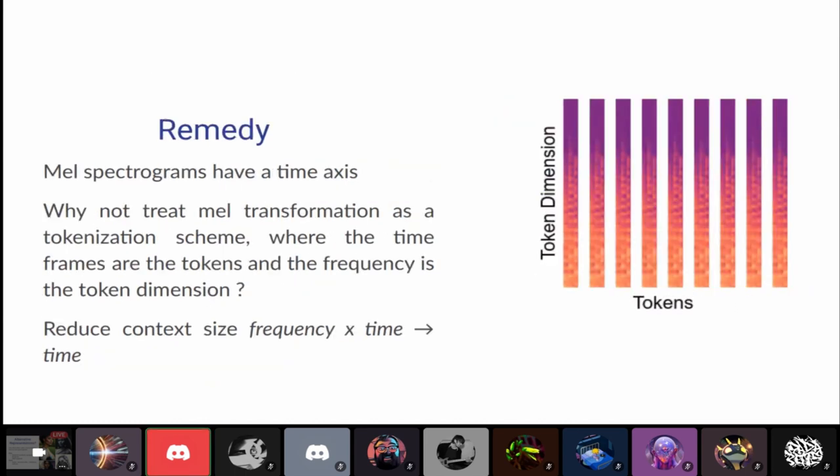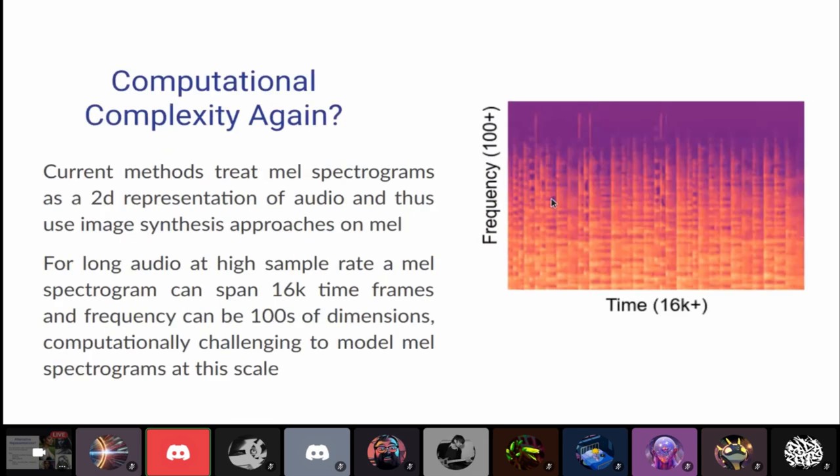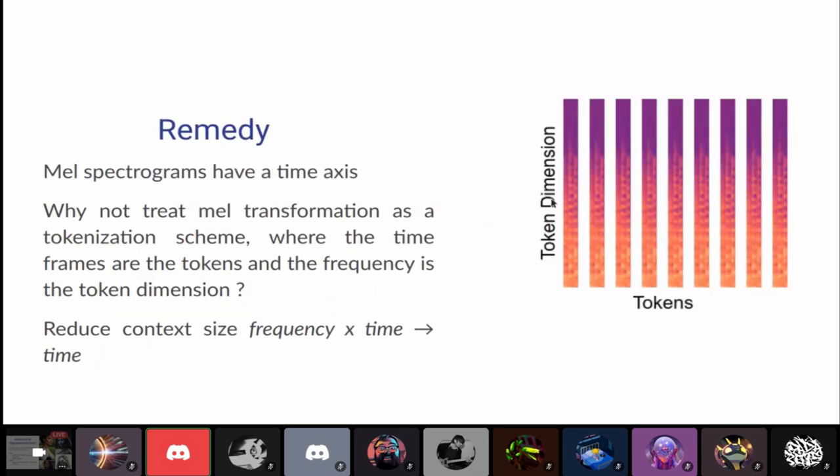So what we propose, and that is kind of the main focus of this paper, is that we treat ML spectrograms as a tokenization scheme. So don't worry if this is not clear at this time. So the ML spectrogram, if I go back, has a time and a frequency axis. So we treat each time frame as a token on its own, and then we treat the frequency as the token dimension.